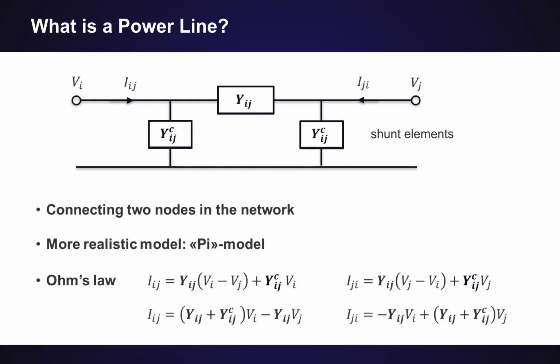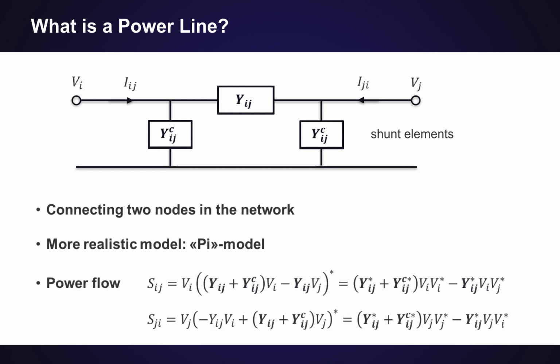We can also regroup this a little bit, and we can formulate the power flow the way you see it here. So here we have the expression for Sij and Sji on the different ends of the line respectively. So it still looks very similar. They are still not the same, but we now have these shunt elements in there.